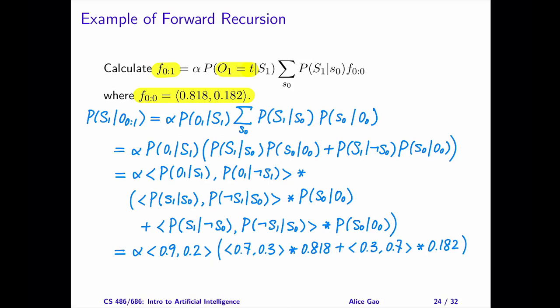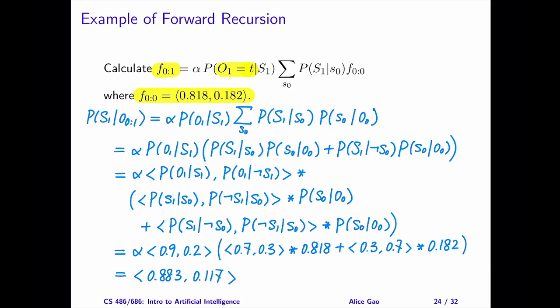Here's a step with all the numbers plugged in. These are the final answers. The final answers make intuitive sense. After observing the umbrella on day 0, the probability of raining on day 0 is high, about 82%. After observing the umbrella on both days 0 and 1, the probability of raining on day 1 should be even higher, and it is higher, about 88%.